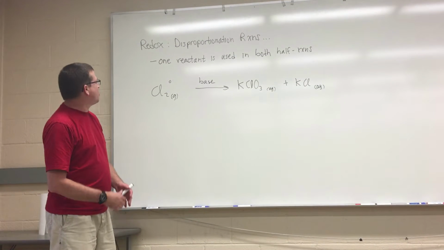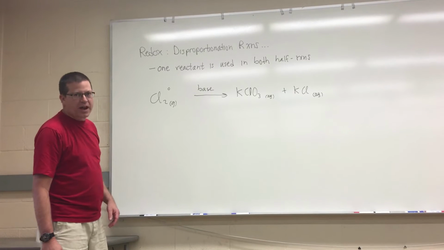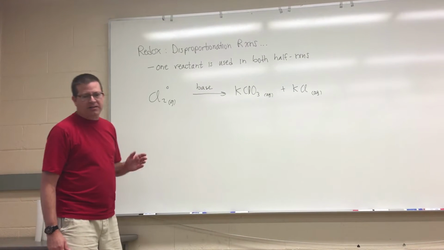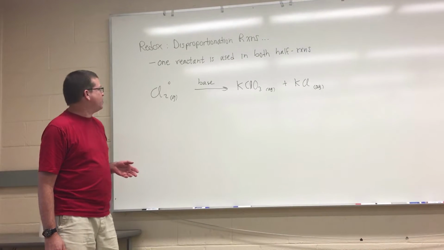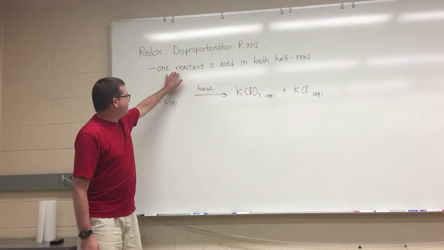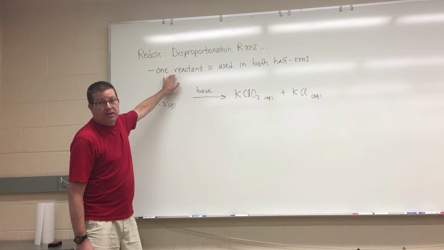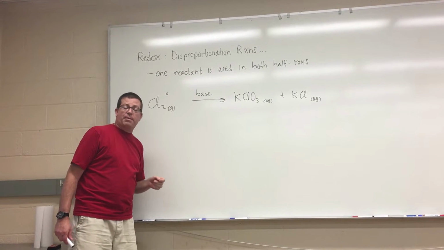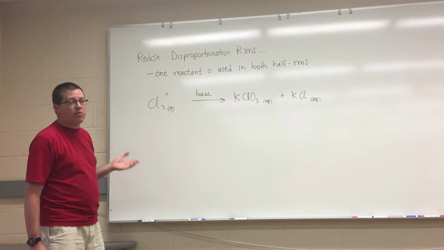Today's video is going to be a particular type of redox reaction called a disproportionation reaction. What makes a disproportionation reaction unique is that only a single reactant is going to be used in both half reactions. So, a simple example of a disproportionation would be right here.